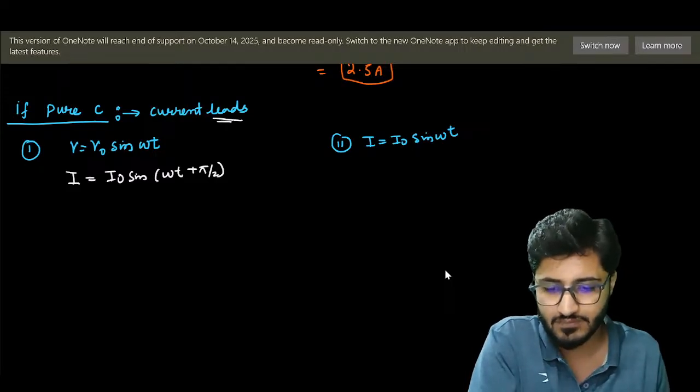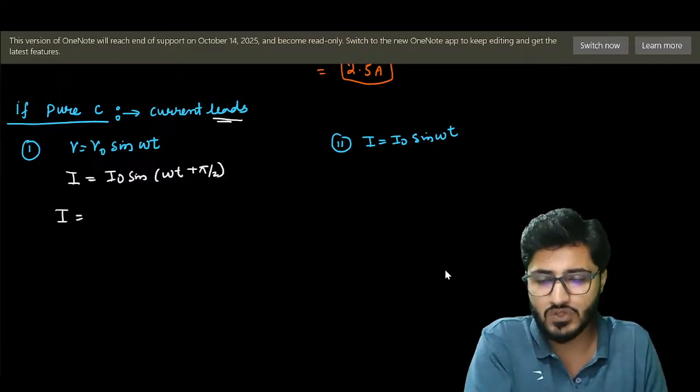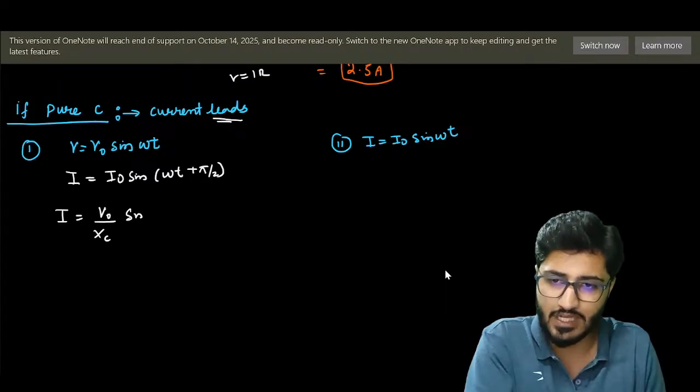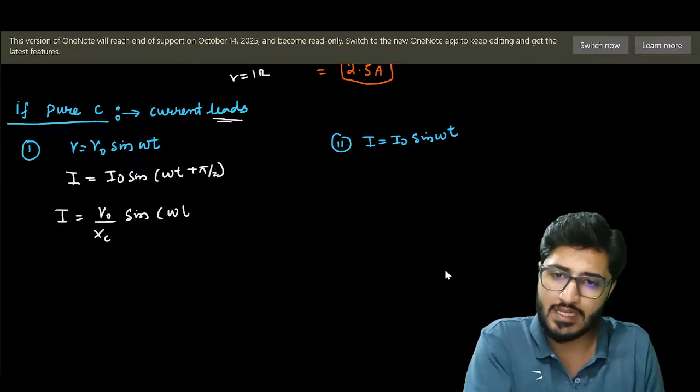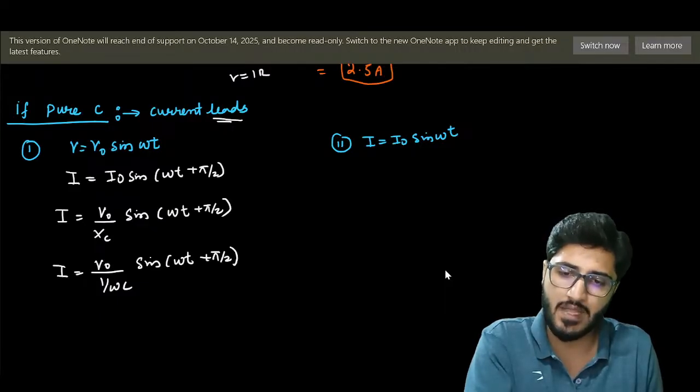Okay, done. I can write I equals I naught. We know that V equals IR, so I is V by R. I can write V naught by R. What is R? R is XC. Then sine omega t plus pi by 2. Or I can write it as V naught divided by 1 divided by omega C, then sine omega t plus pi by 2.